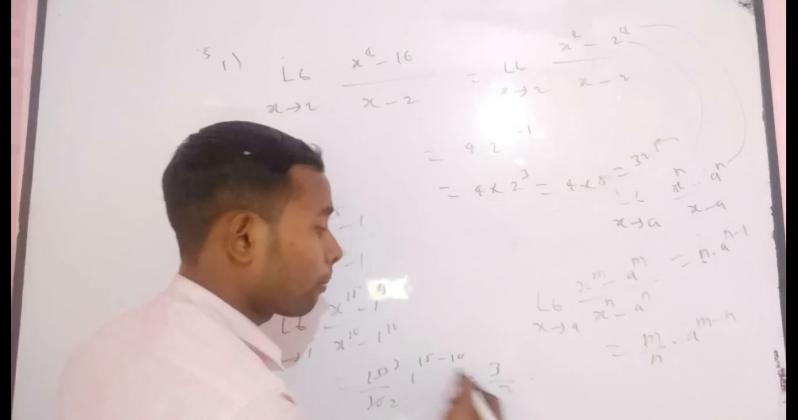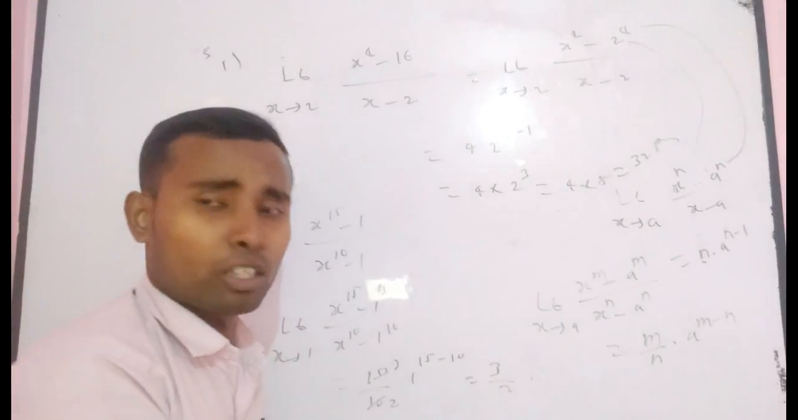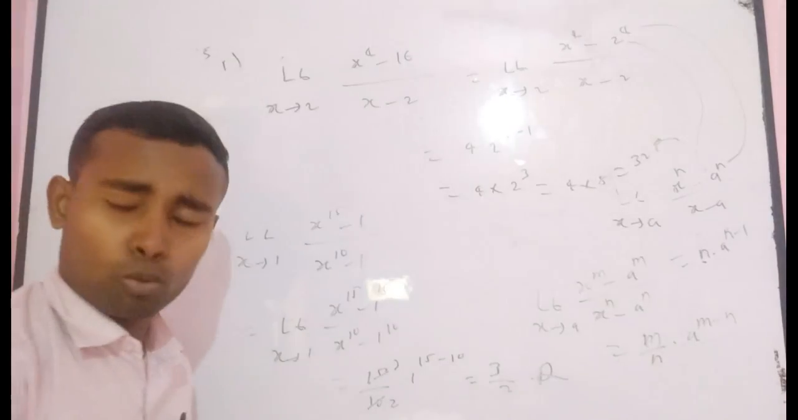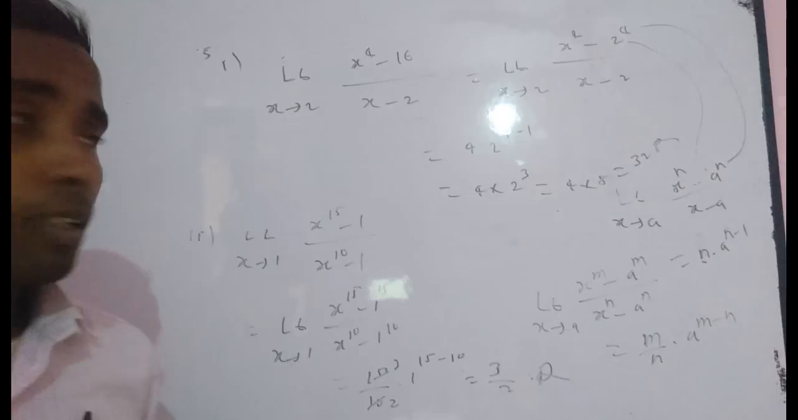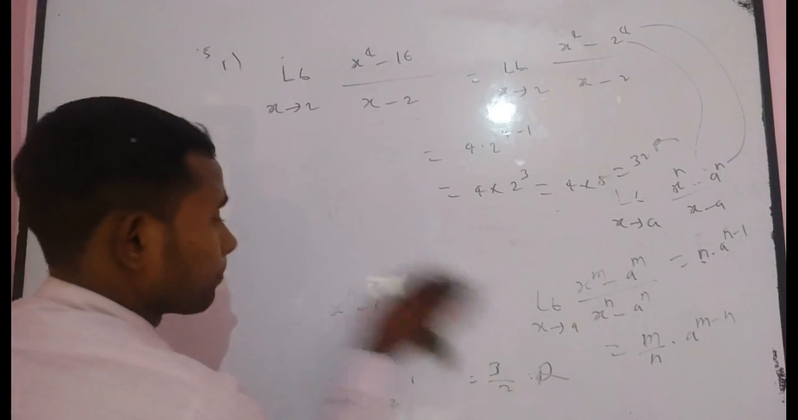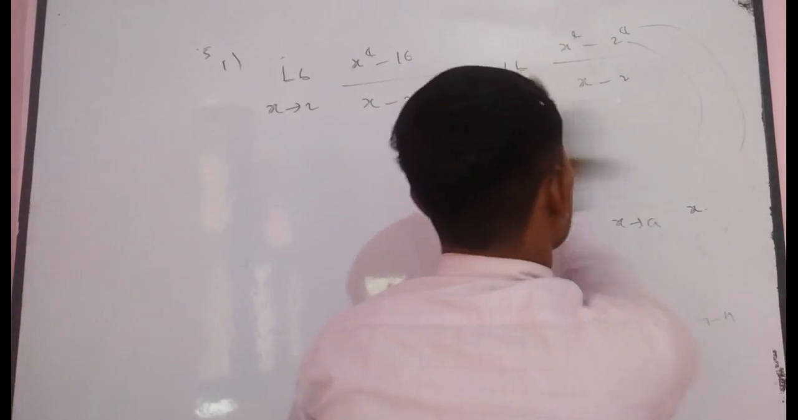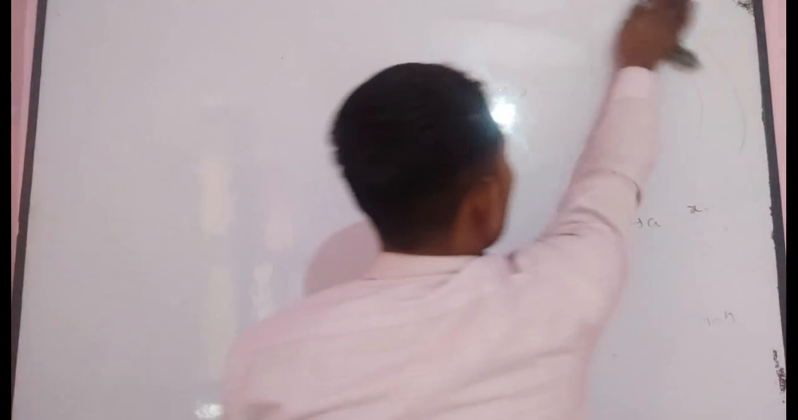So you can write 1 to the power 5 will be 1. So 3 by 2 into 1 is equal to 3 by 2. I think you understand my concept.